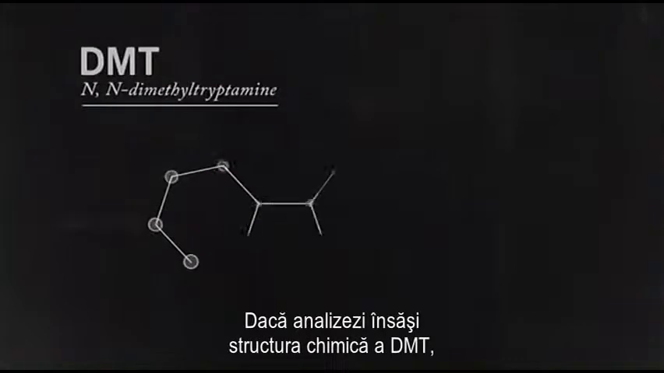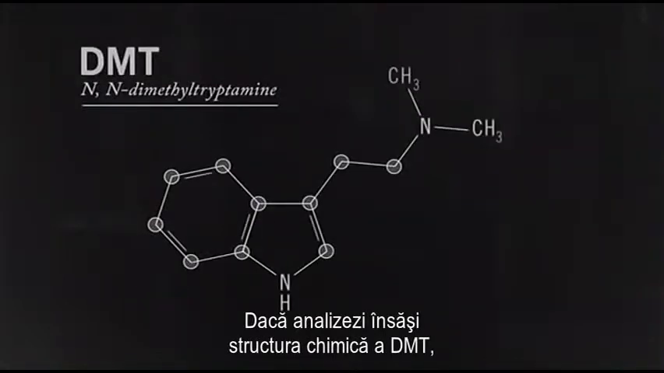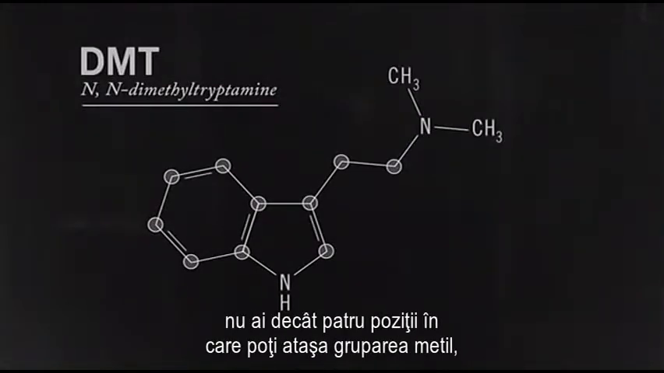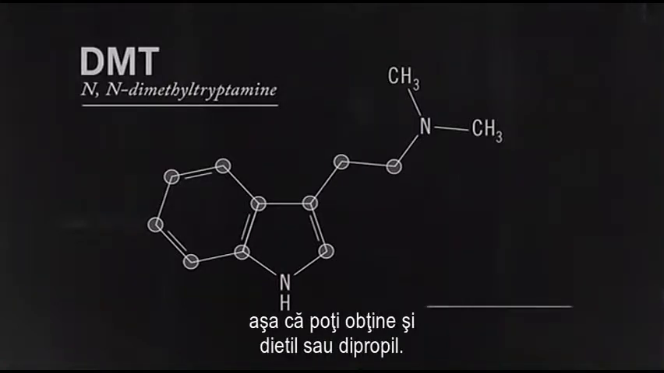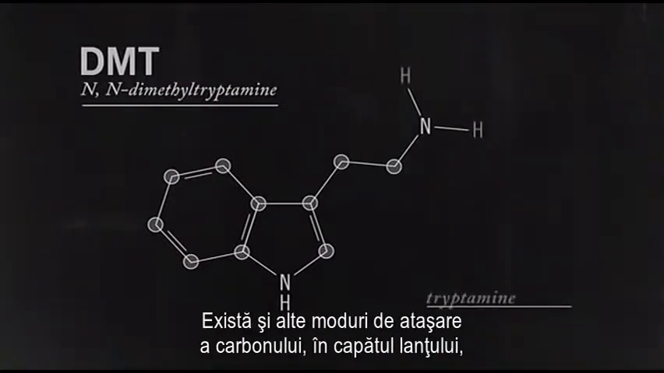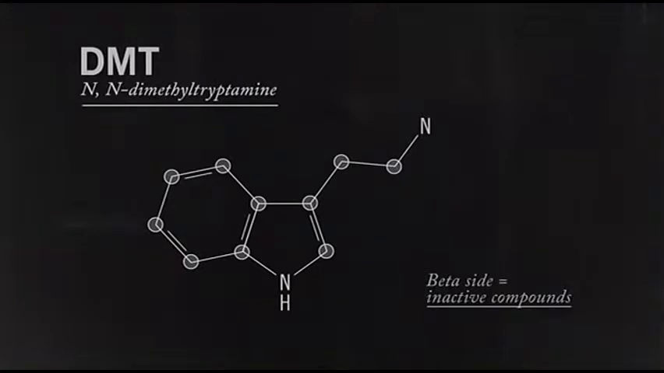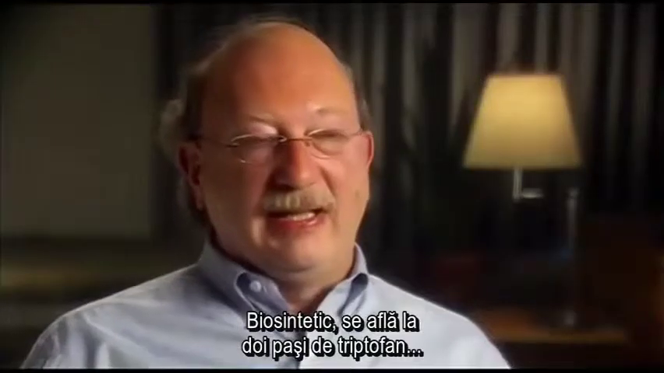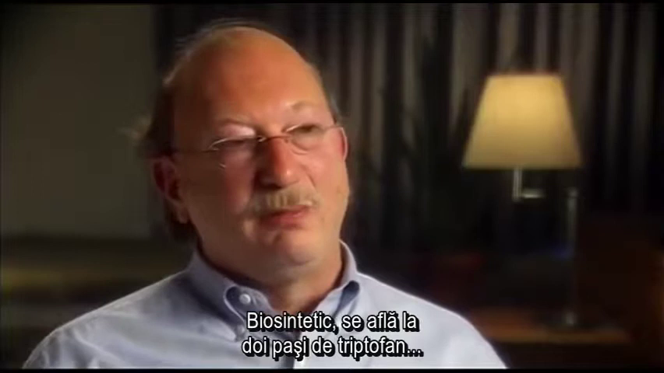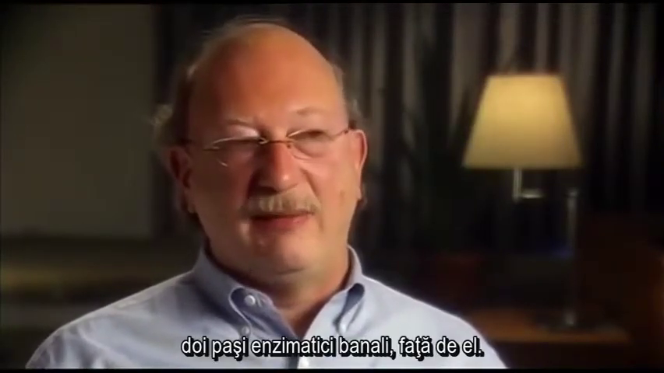N,N-dimethyltryptamine. If you actually look at the ring structure of DMT itself, you only have really 4 positions that you can attach things to. So you can make diethyl or dipropyl. There are some other types of carbon chains you can attach to that end that do give you compounds that have activity, but very different from DMT. Biosynthetically, it's 2 steps from tryptophan. Right, 2 trivial enzymatic steps from tryptophan.